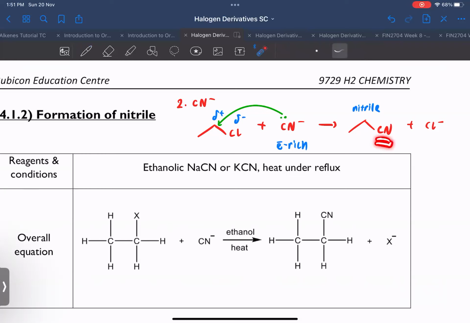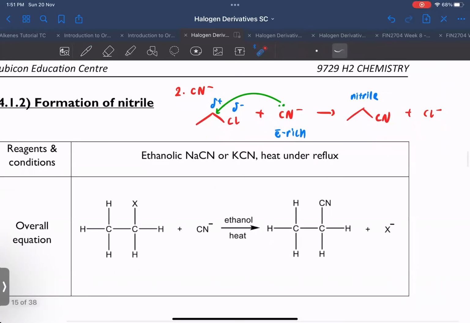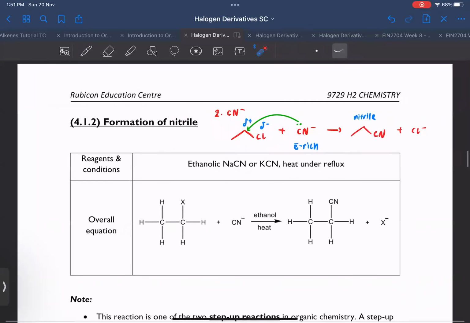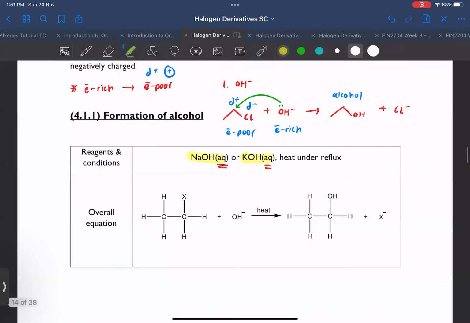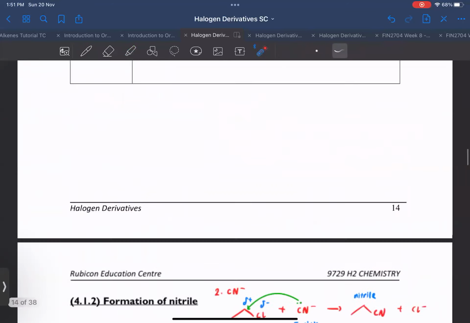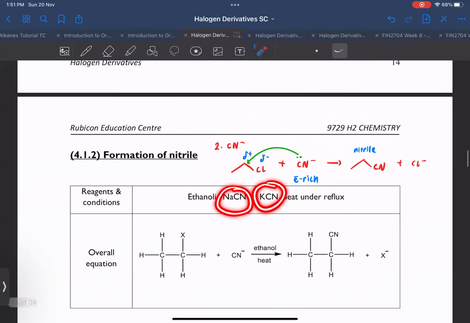Now, there is no chapter in our syllabus on nitriles. We are only going to learn three reactions of nitriles today in this topic. So nitrile doesn't have a topic. It's only in this same topic here. And I want you all to take note of the reagents and conditions. Instead of NaOH or KOH, here you use NaCN or KCN, quite obvious. But what you need to take note of, you cannot use aqueous. It must be ethanolic. What is ethanolic?